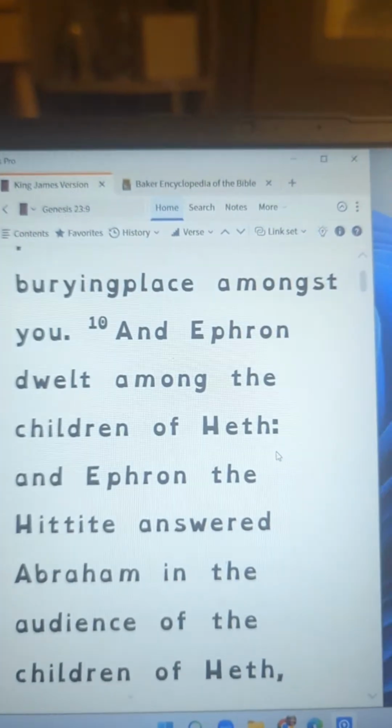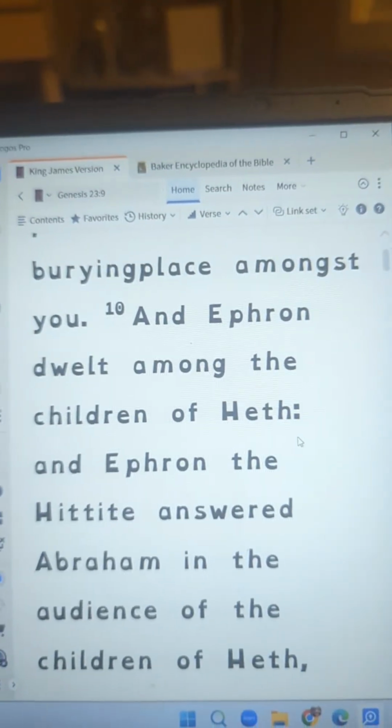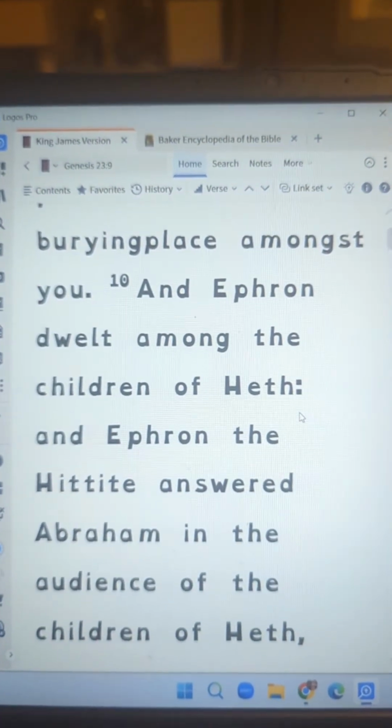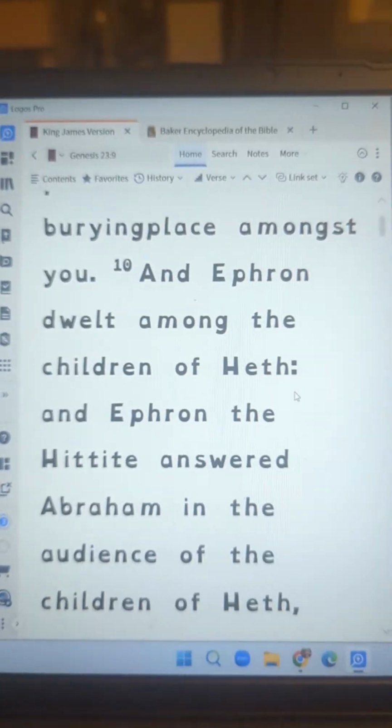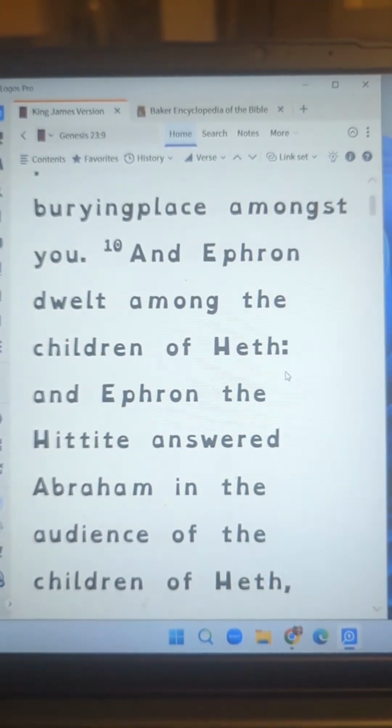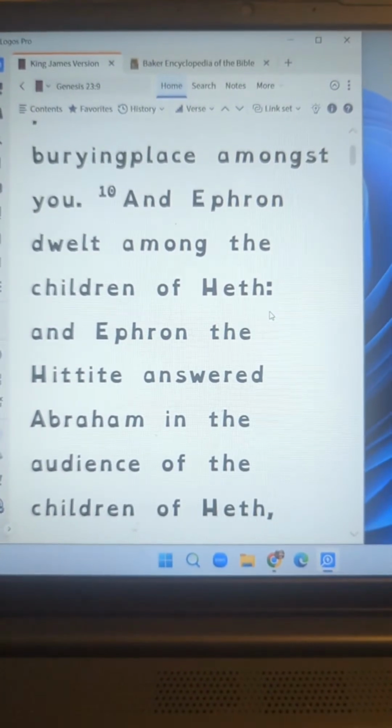And Ephron dwelt among the children of Heth, and Ephron the Hittite answered Abraham in the audience of the children of Heth.